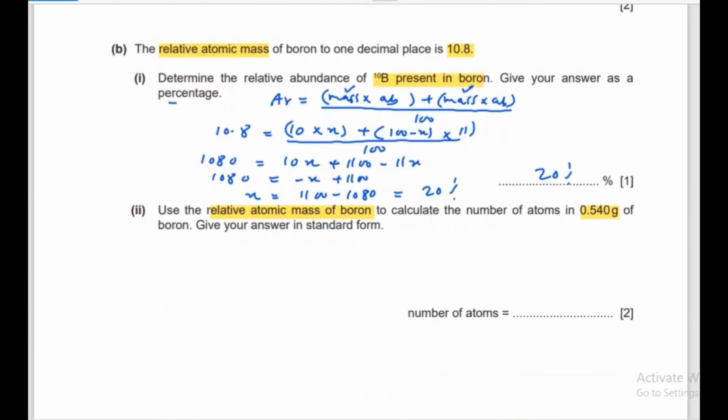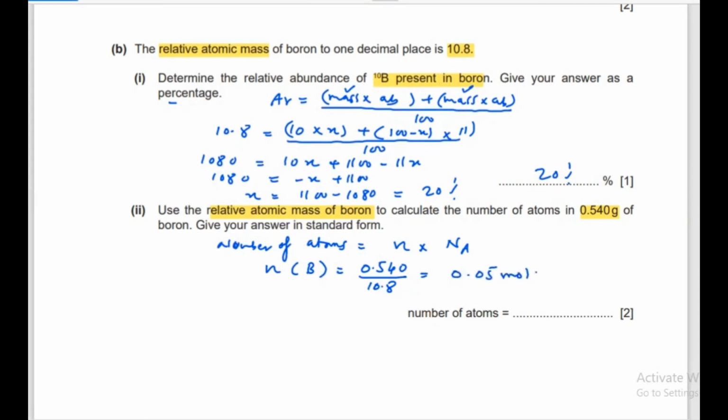Then use the relative atomic mass of boron to calculate the number of atoms. The number of particles, or number of atoms, can be calculated by multiplying the moles with the Avogadro's constant. So first of all, calculate the moles in boron. 0.540 is the mass, and 10.8 is the Ar. So there are 0.05 moles.